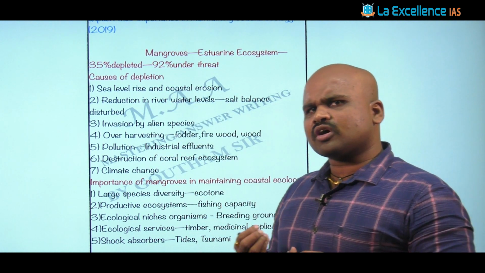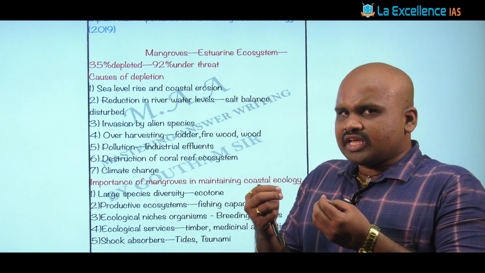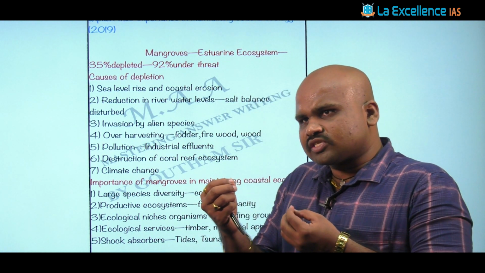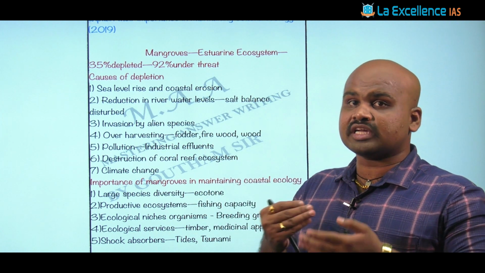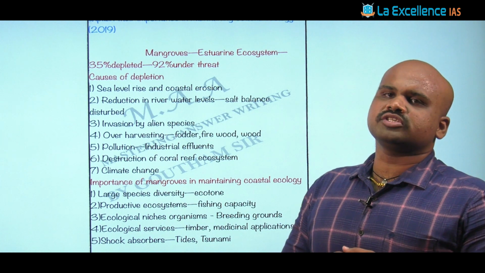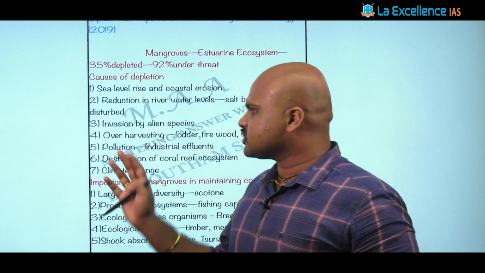Apart from that, we can even talk about the water pollution levels, for the reason that a specific condition has to be maintained for a mangrove structure to flourish. That's what we discussed, that it is an estuarine ecosystem, an ecotonic kind of ecosystem that has to exist. We discuss all these aspects. So these are the different causes of depletion.